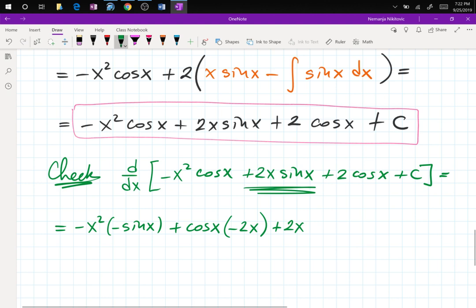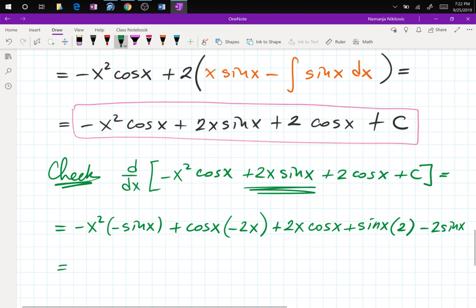Copy the first, derivative of the second, plus copy the second times derivative of the first. And then plus the derivative of 2 cosine x. Derivative of cosine is negative sine, so this is going to be minus 2 sine x. And then there's plus 0 for c, whatever.